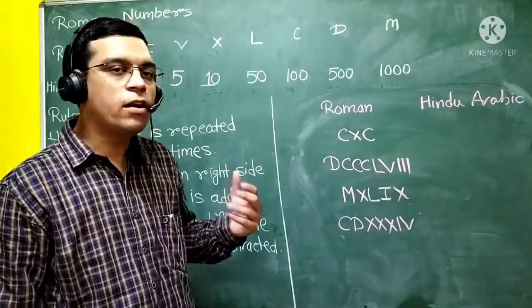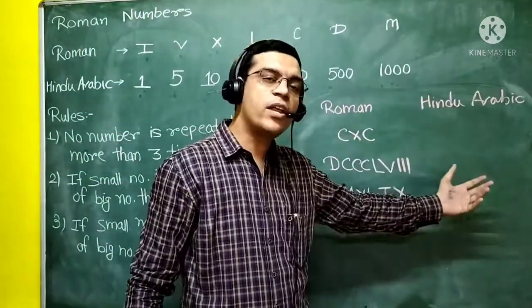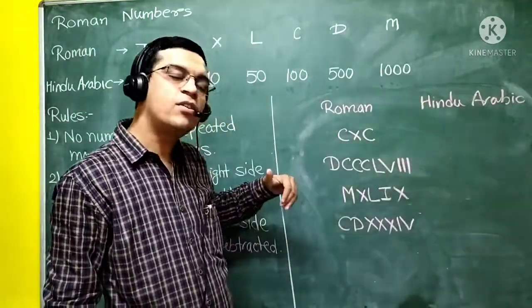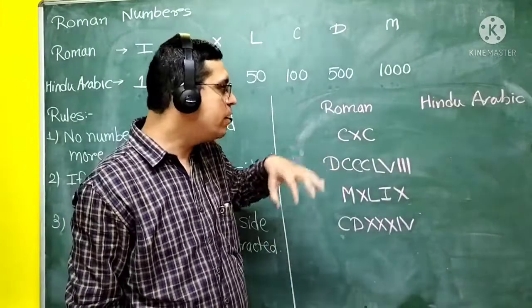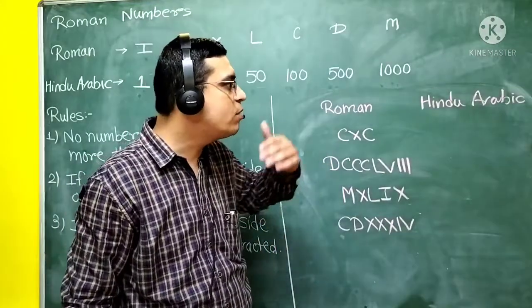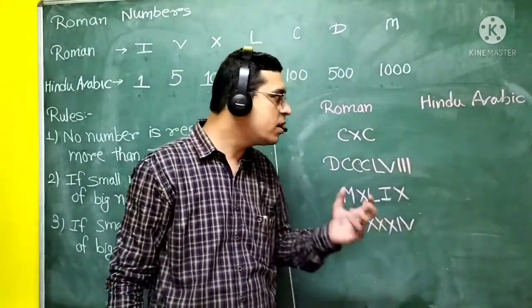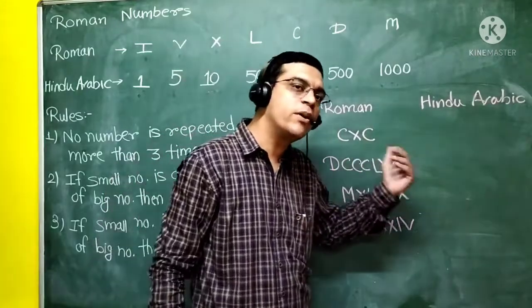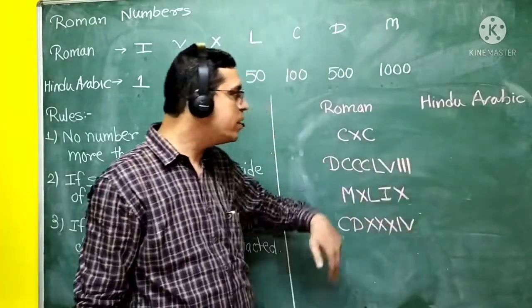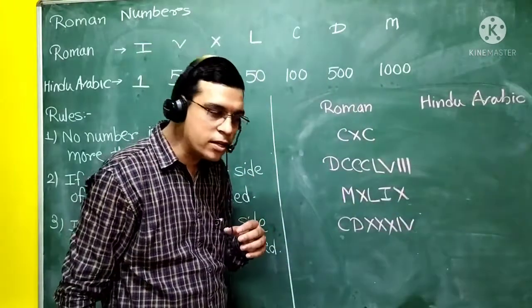What have we studied now? We were given a Hindu-Arabic number and we had to write it in Roman numerals. Now we are given Roman numerals and we have to write them in Hindu-Arabic. We have to do the reverse. Until now we were given Hindu-Arabic and had to write it in Roman. Now it is reversed: Roman is given, and we have to write in Hindu-Arabic.